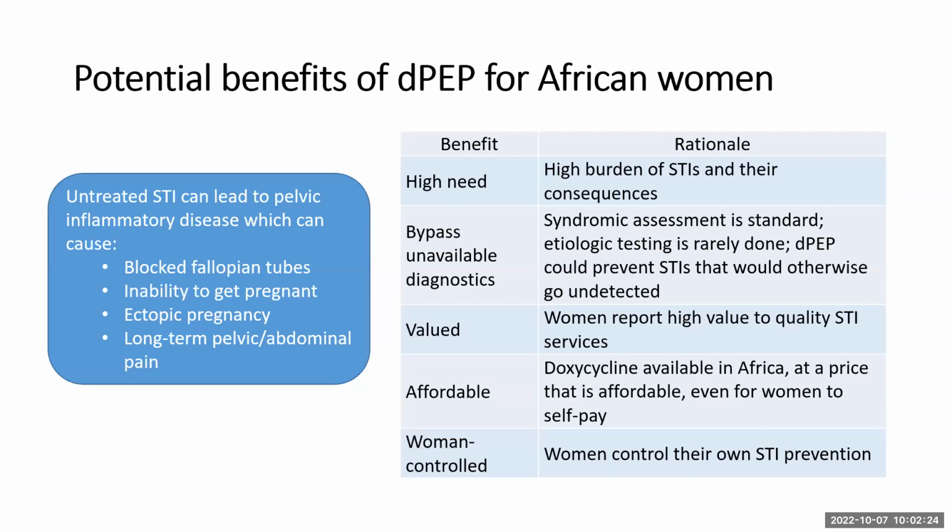Third, doxycycline is widely available in the African setting. It is affordable, and therefore women can easily pay out of their pocket to acquire it. And finally, doxycycline post-exposure prophylaxis provides a prevention intervention that women can control on their own without having to seek or get consent from another person to use it.